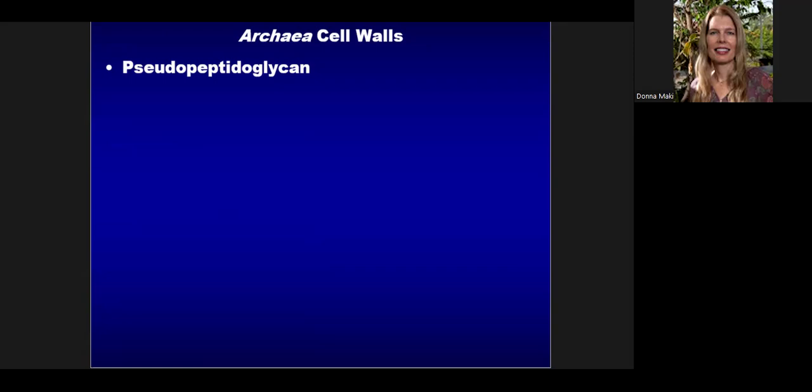So archaea don't have peptidoglycan per se. They have pseudo peptidoglycan, because when you look up the definition of peptidoglycan, it says it has to have NAG and NAM, and you don't see that in the archaea. They have NAG, but they have NAT instead of NAM. If you really want to know what NAT stands for, I don't even know if I can pronounce it. I have it written down.